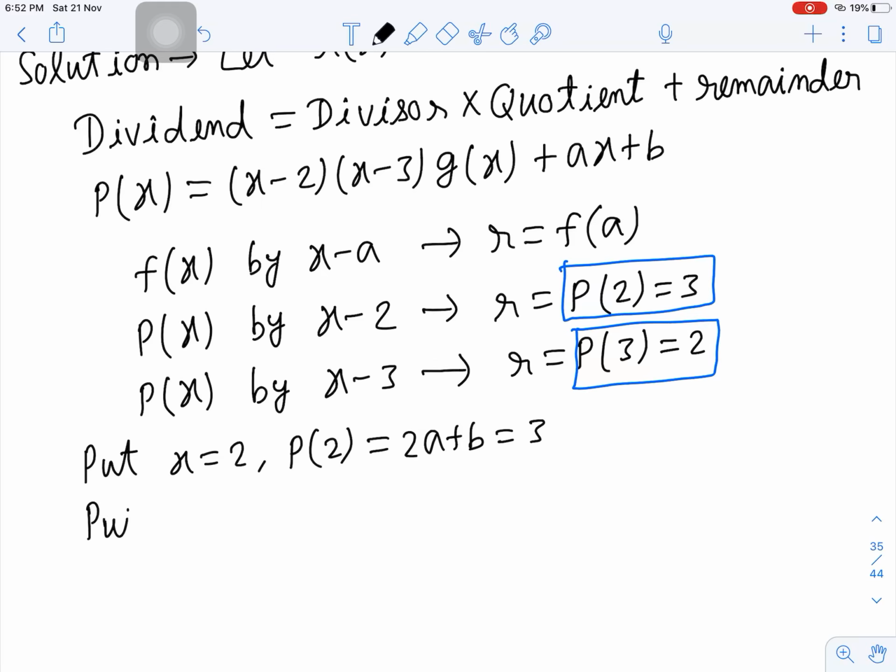Similarly, if you put x equal to 3, you will get p of 3. And because you are putting x equal to 3 here, 3 minus 3 is 0, so this entire term will become 0, and it will become 3a plus b. And p of 3 is how much? 2.